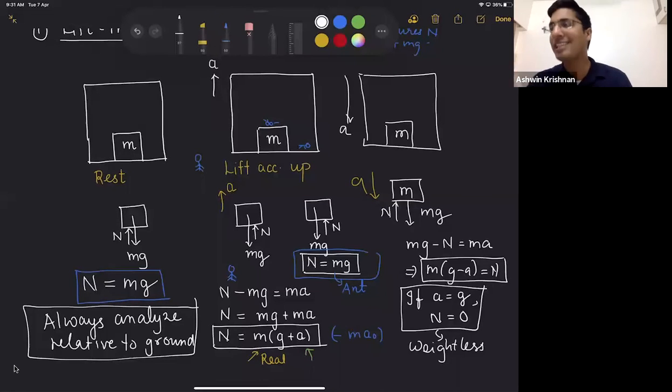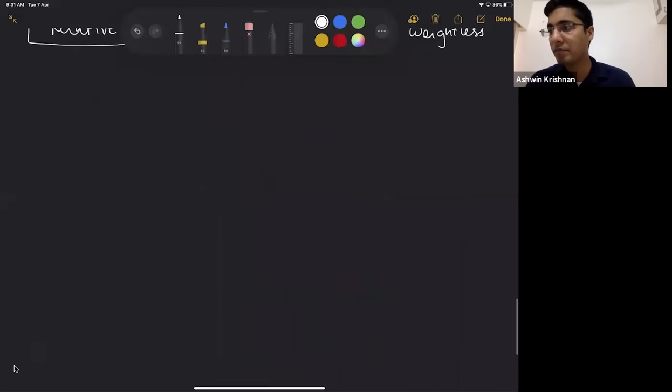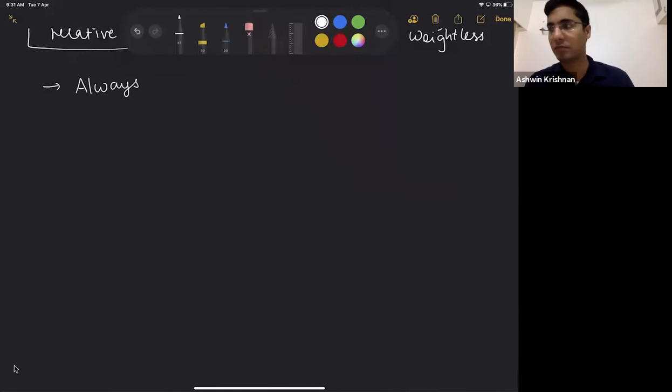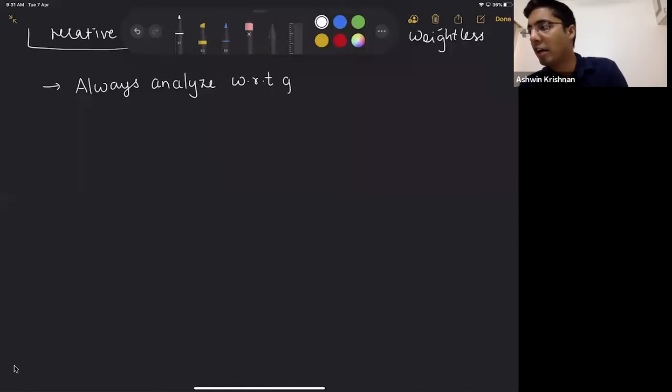Okay. So the key thing to realize in lift problems is, one, always analyze with respect to ground. N will never be negative. N is always greater than 0. You can do every problem. N will always be greater than or equal to 0. Always analyze with respect to ground. Do not use pseudo force unless asked in the question, right?